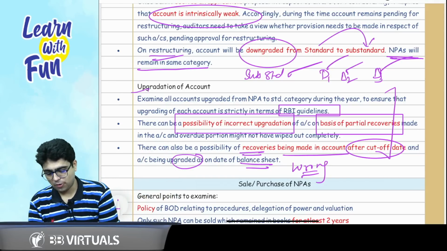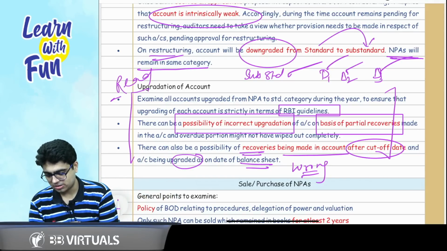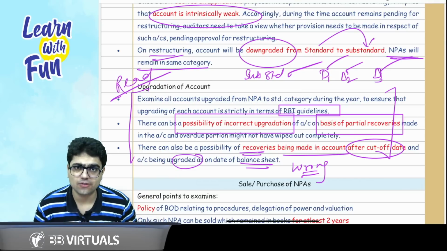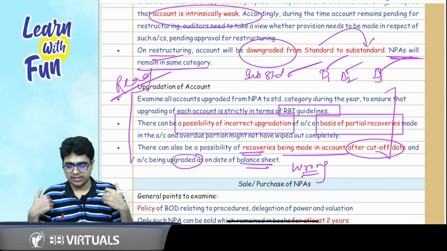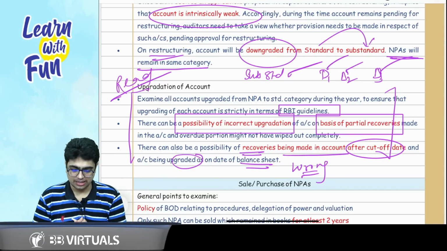So this is a point you just need to read, because I think it has not yet been asked by ICAI in any of the exams, but still read it. If it is asked, at least you can write something relevant.